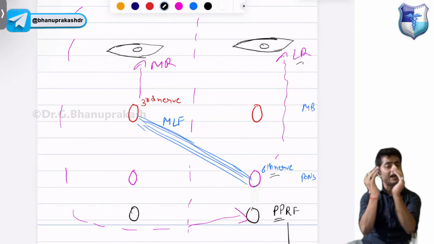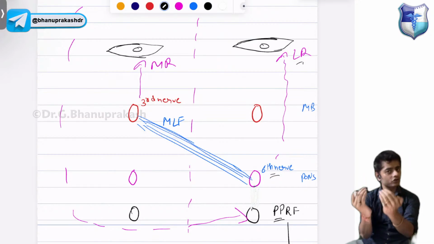So left PPRF helps us to look to the left side. If left PPRF is damaged, my eyes will go to the contralateral side. That's why in brainstem injury, eyes go to the opposite side.